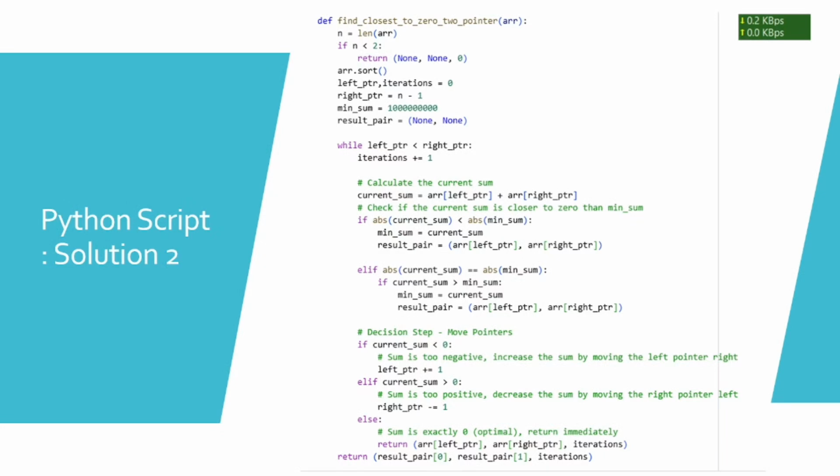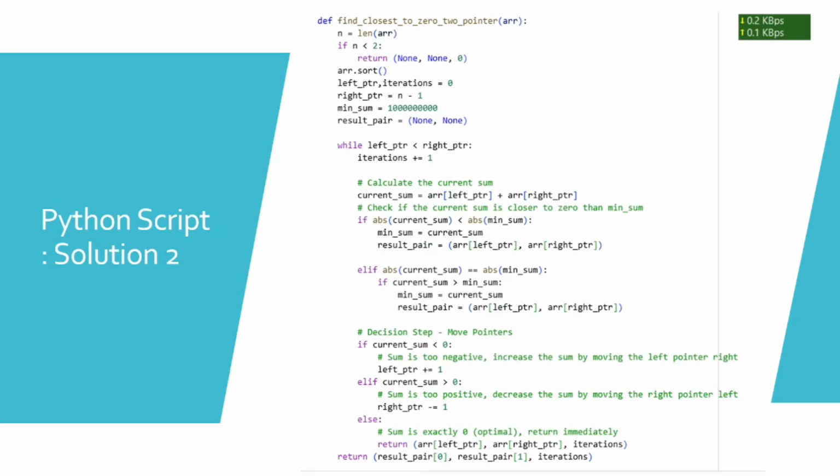The code that we see here has a similar method. We are checking if the input has more than two elements, and we sort it, and we initialize the left pointer and iteration. The right pointer is at the last element of the list. Min sum is the same, result pair is the same, and then as long as the left pointer is less than the right pointer, we are in iteration 1.